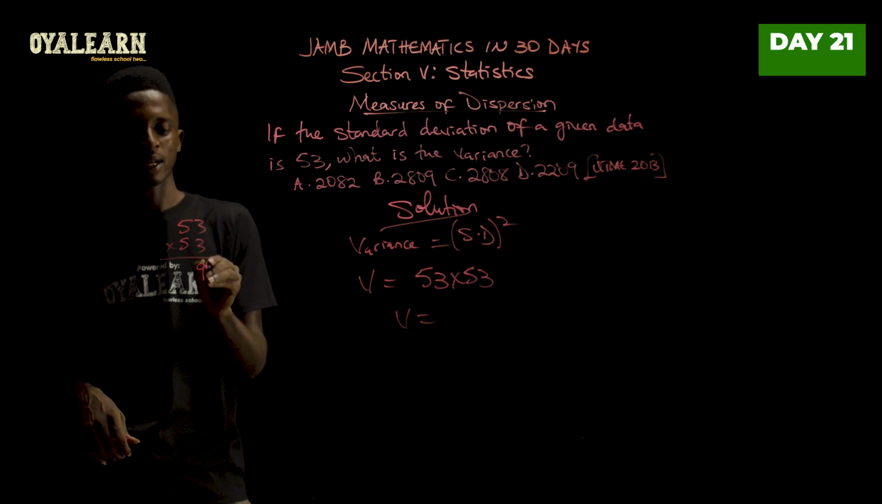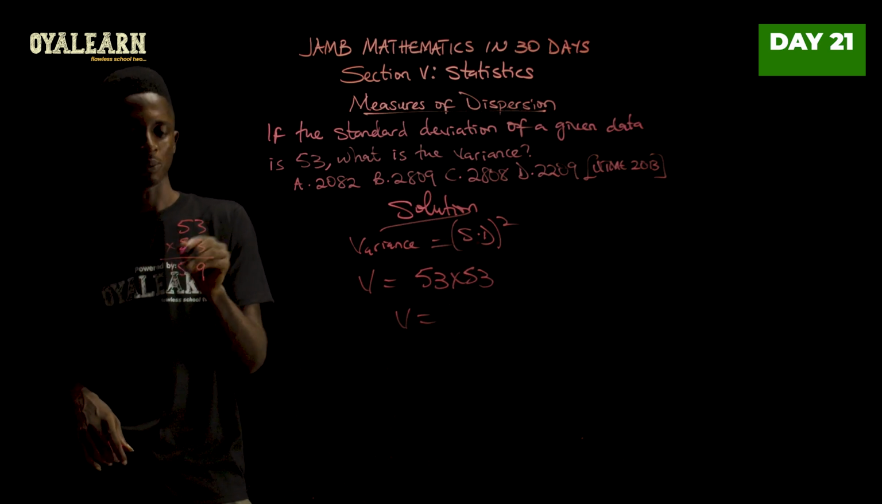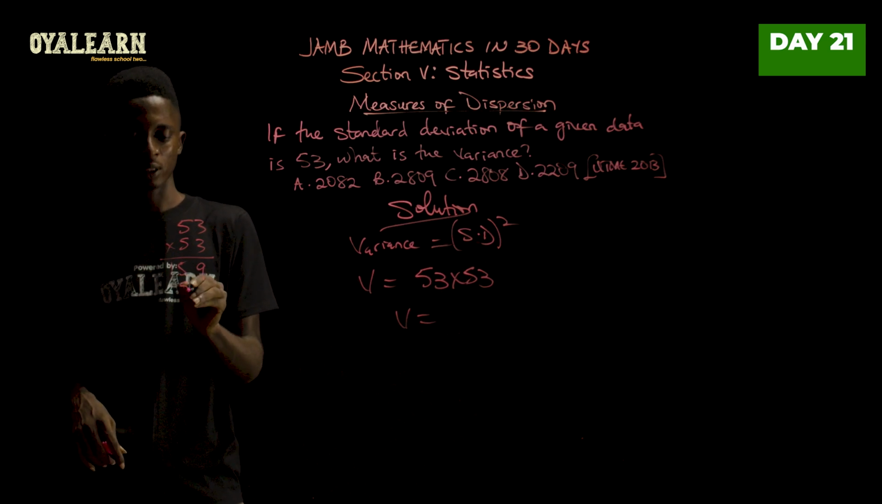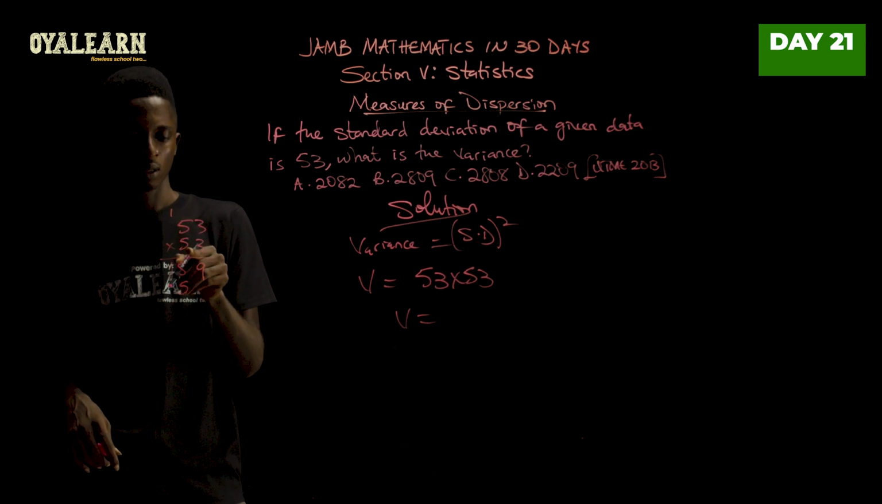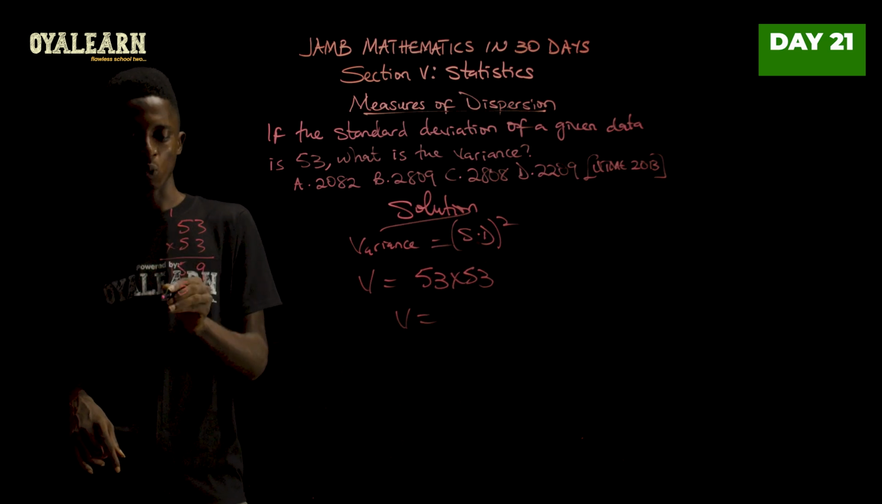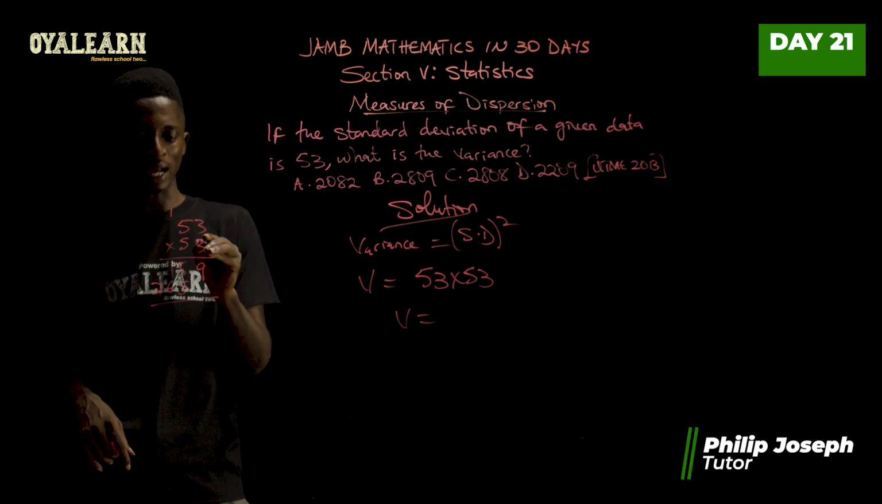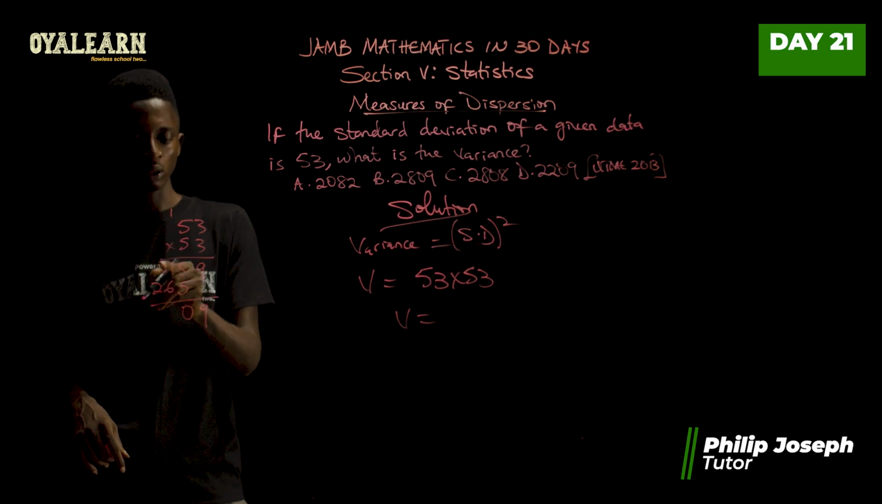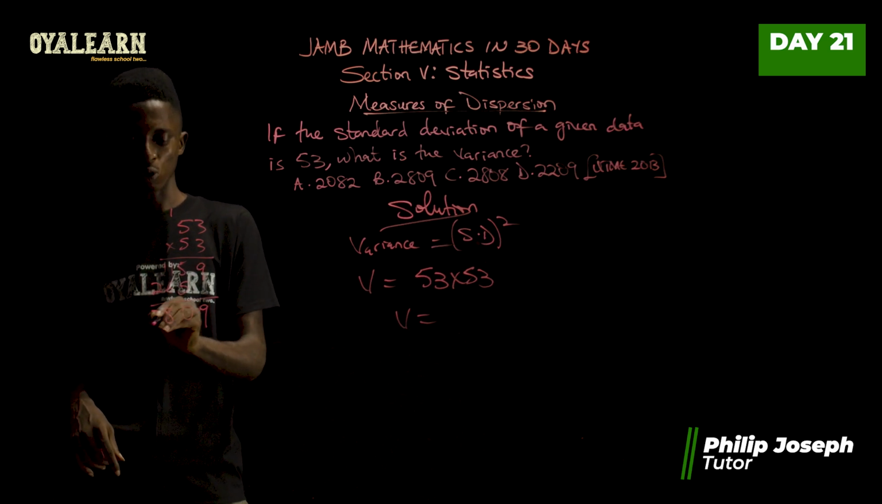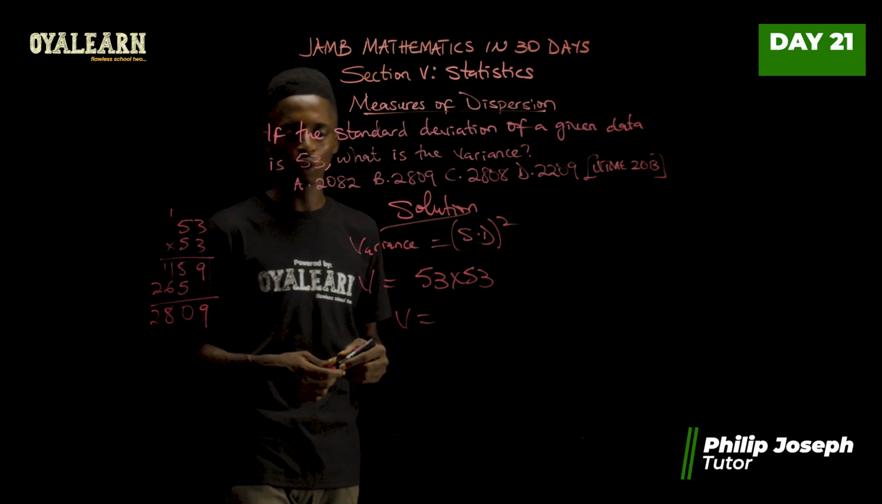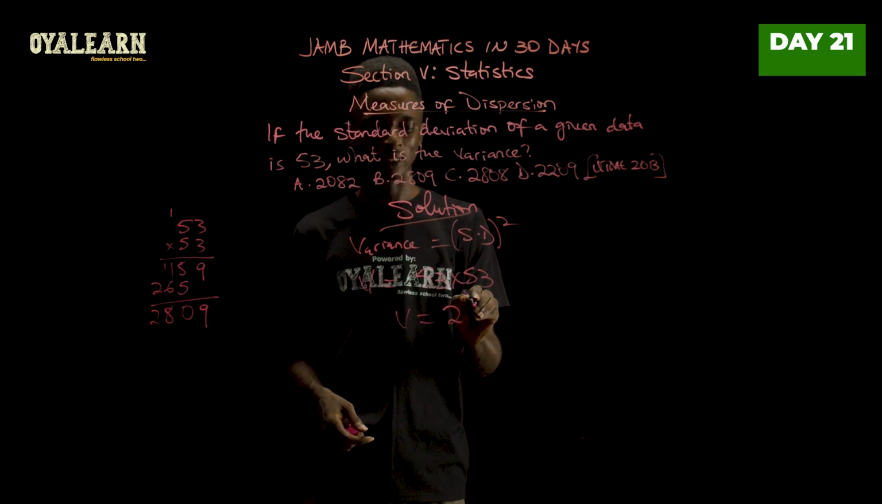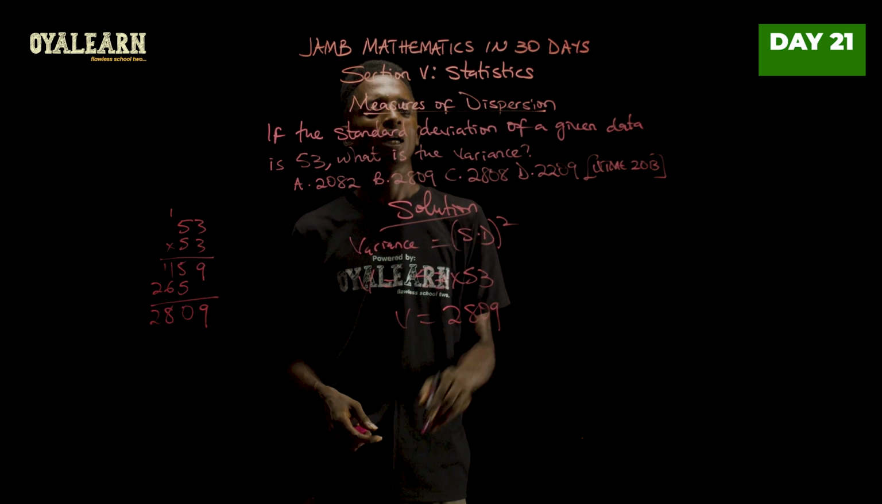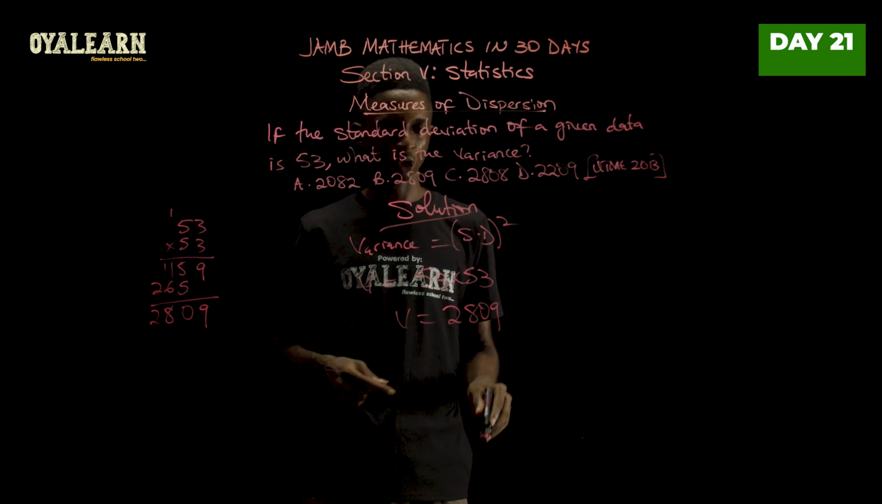3 times 3 is 9. 3 times 5, 15. 5 times 3, 15. 5 times 5, 25, plus 1, that's 26. So let's add this up. This is 9. 0 carry 1. It is 8. So 2,809. And that is what we see in option B.